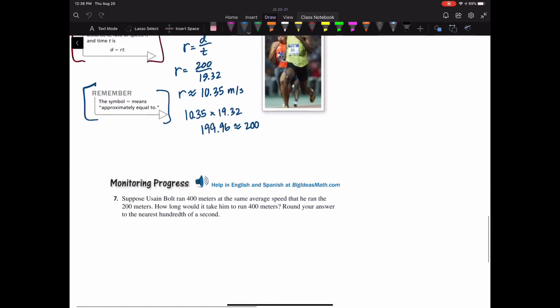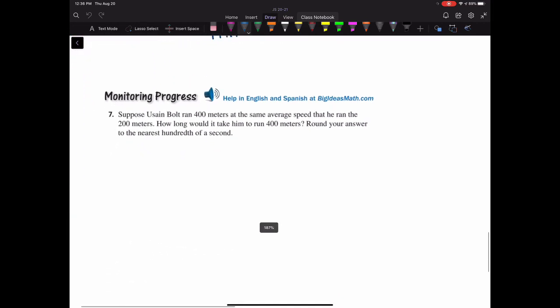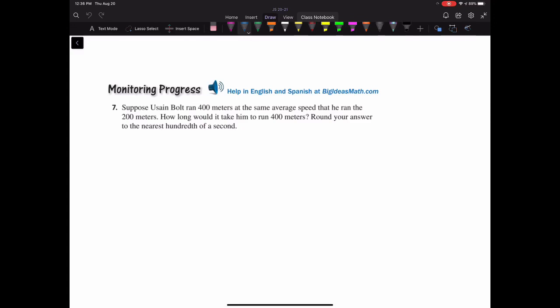All right. Let's look at one more example of this. So suppose Usain Bolt ran 400 meters at the same average speed that he ran the 200 meters. How long would it take him to run 400 meters? Round your answer to the nearest hundredth. So how long would it take him?